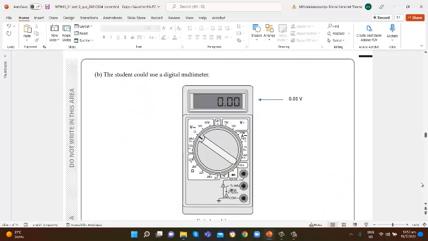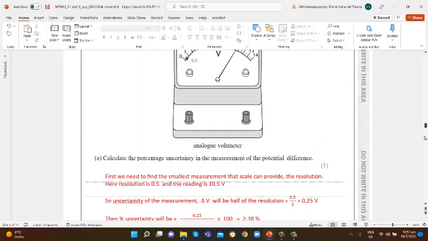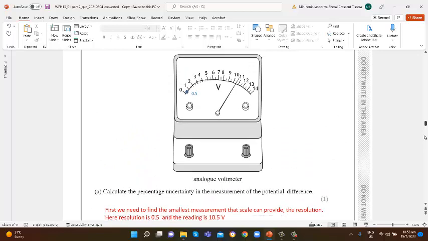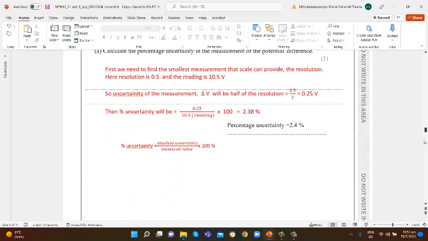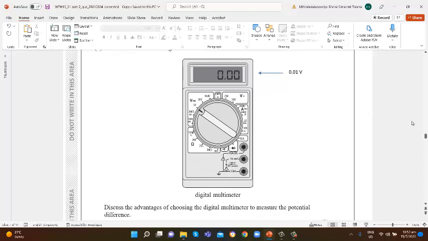So we'll move on to part B. The student could use a digital multimeter. The previous one was analog, where you have to read and get the measurements. But in digital, it is visible on the screen. So now the student is using a digital multimeter.